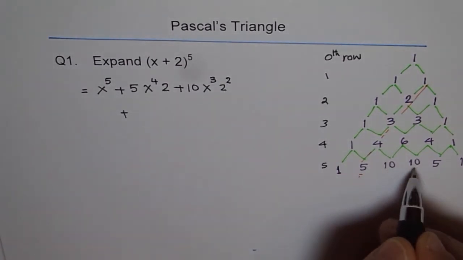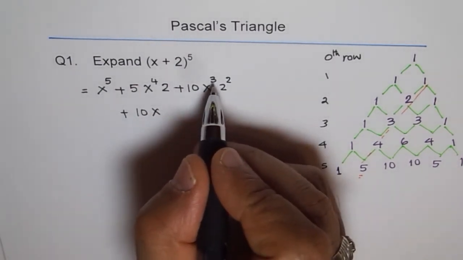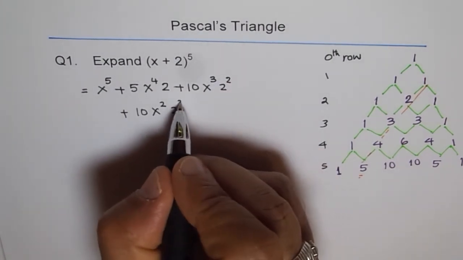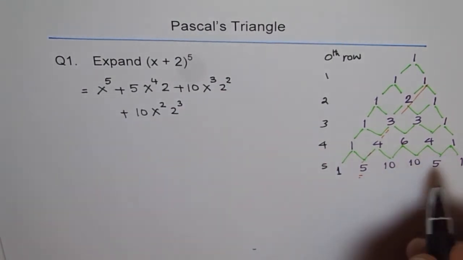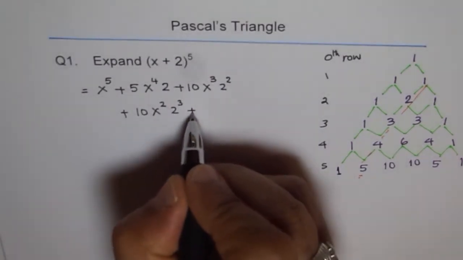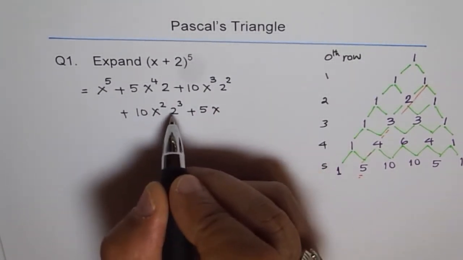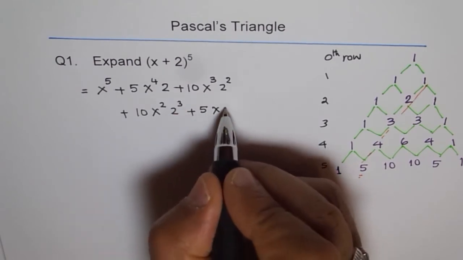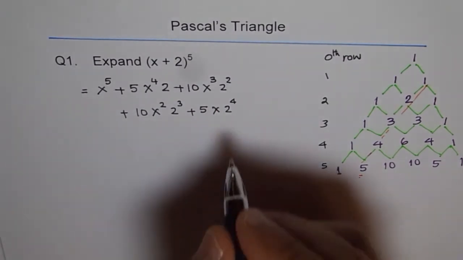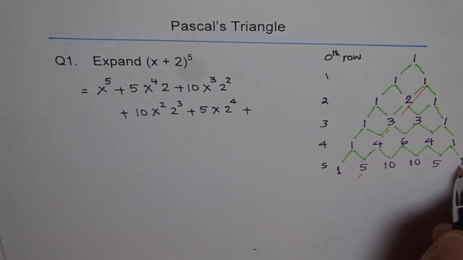So 1, 2, 3, the fourth term is here with 10, and the x degree is decreased by 1, so we get x squared. The 2 degree will increase by 1, so we get 2 cubed here, correct? So this is this term, right? Now 5 is our coefficient. x, 1 less than 2 is 1, and 2, 1 more than 3, so it becomes 4. You can see 4 plus 1 is 5, and the last term, which will be the sixth term for us, will be 2 to the power of 5.